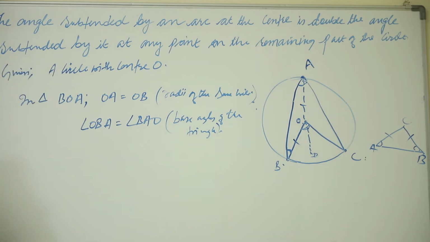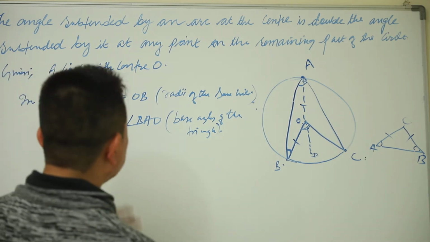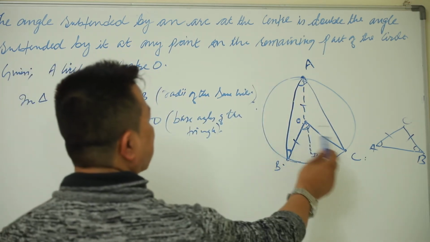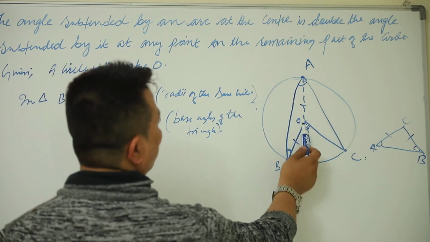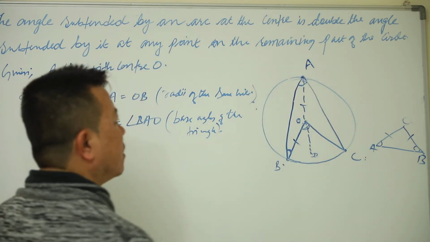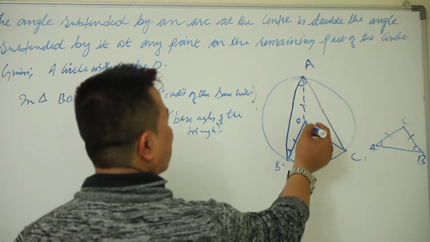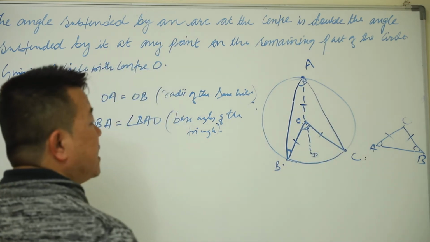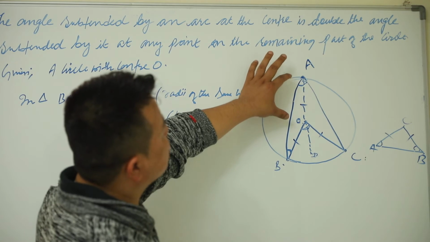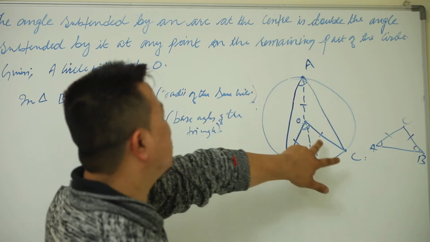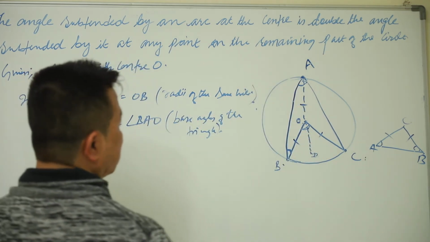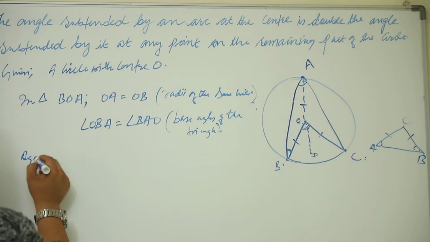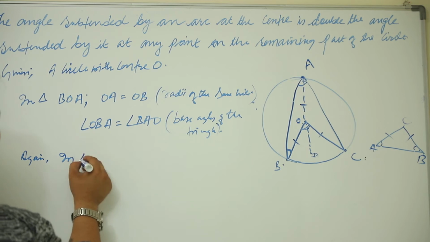Now these are equal. Now similarly, check the next triangle. This triangle, triangle COA. In triangle COA, again OA and OC are equal. This part and this part are equal. The reason is same. Why are they equal? OA is also the radius of the circle. Similarly, OC is also the radius of the circle. So the reason is radii of the same circle.